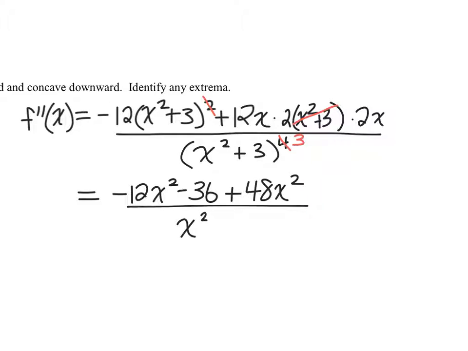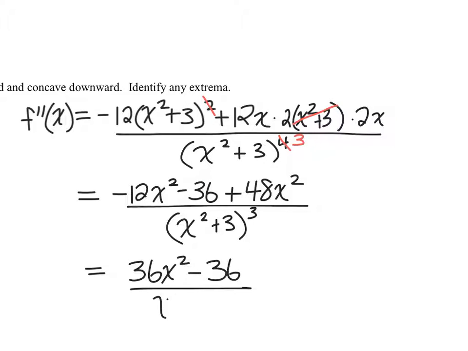Now, in the second derivative test for concavity, we're not setting the second derivative equal to 0 and 1 over 0. It's just equal to 0. So that denominator is very quickly going to become irrelevant. Simplify the top even more: 36x squared minus 36 over x squared plus 3 cubed.